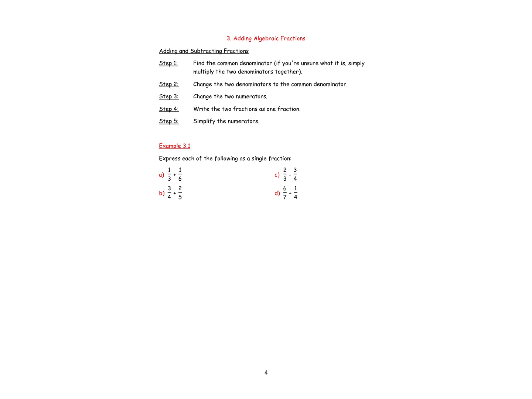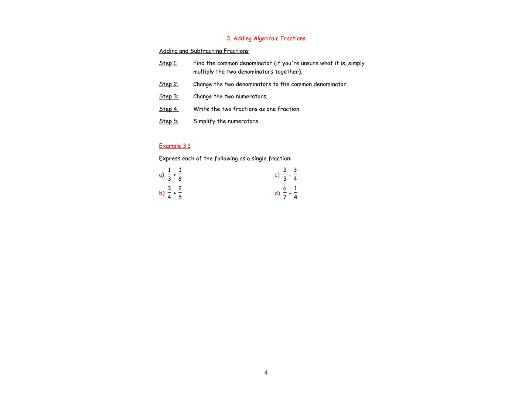There's 5 steps that I use to add and subtract algebraic fractions that I think will work for any algebraic fraction you're given. Step 1, you find the common denominator. If you're unsure what it is, simply multiply the two denominators together. That will always work. Step 2, change the two denominators to the common denominator. Step 3, change the two numerators. Step 4, write the two fractions as one fraction. And step 5, simplify the numerators.